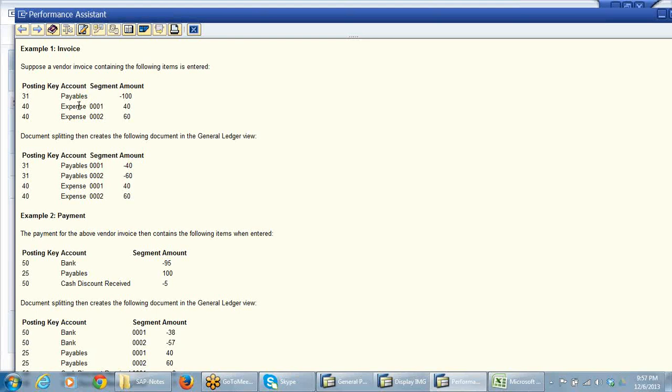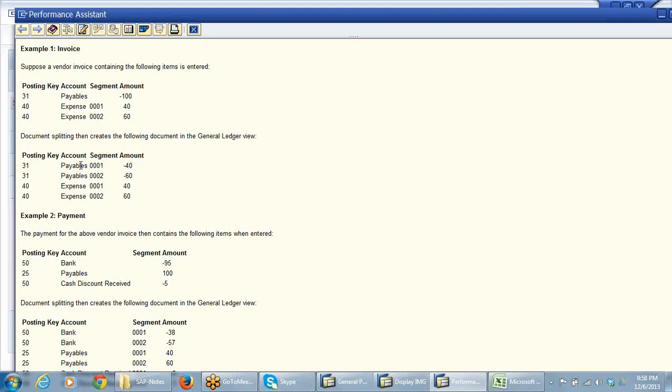Expense means nothing but purchases, because here he says payables. So the payable account is created and the expense accounts are debited with segment 1, segment 2: segment 1, 40, segment 2, 60. Now this liability is only one line item. In which segment is it going to be posted? If I want the document to be split, this table should be split. That's why document splitting creates the following document in the general ledger view.